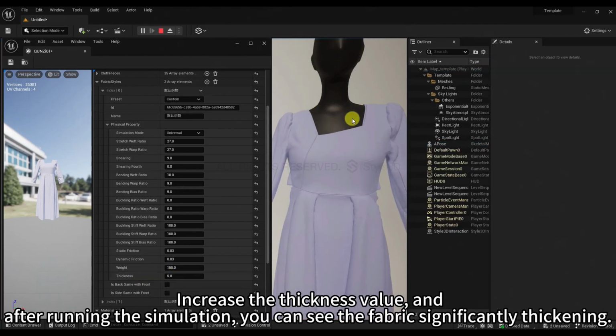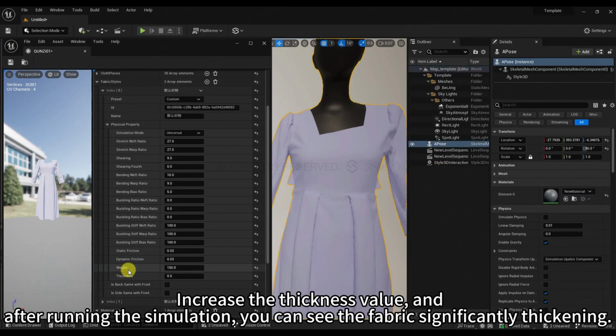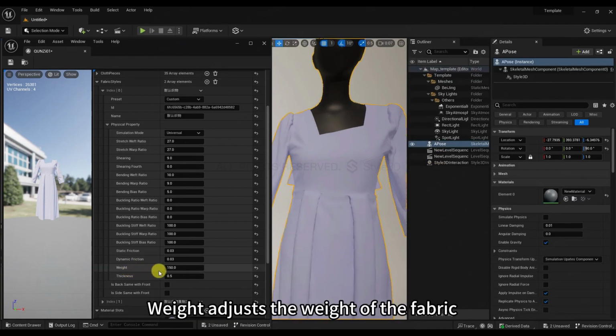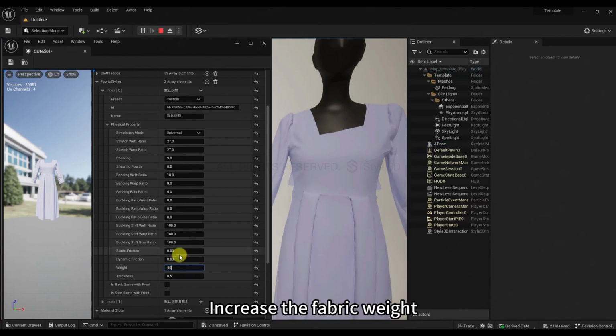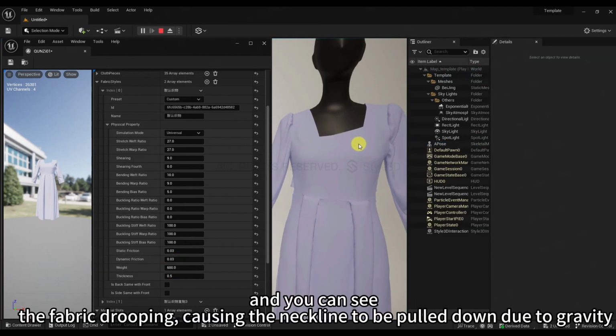Increase the thickness value, and after running the simulation, you can see the fabric significantly thickening. Weight, adjust the weight of the fabric. Increase the fabric weight, and you can see the fabric drooping, causing the neckline to be pulled down due to gravity.